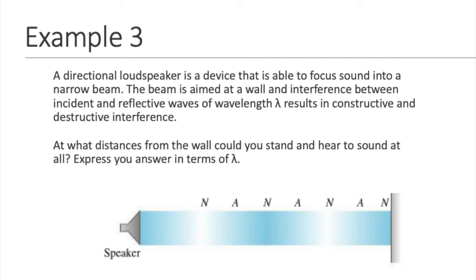Example 3. A directional loudspeaker is a device that is able to focus sound into a narrow beam. The beam is aimed at a wall, and interference between incident and reflective waves of wavelength lambda results in constructive and destructive interference. At what distances from the wall could you stand and hear no sound at all? Express your answer in terms of the wavelength.